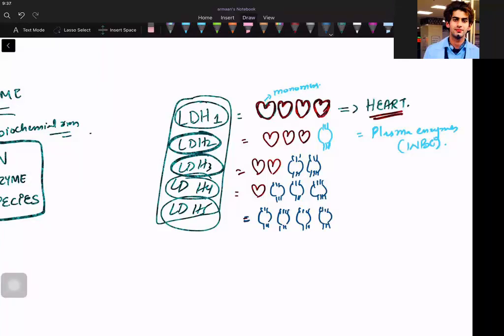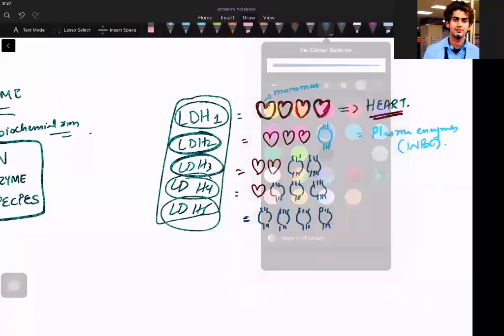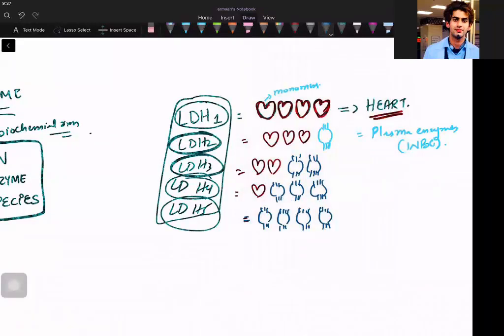So what is the location of LDH3? First, let us write the locations. The LDH1 was present in the heart. LDH2 is in the plasma, plasma enzyme, mostly especially in the WBCs. LDH3, we should write lungs first because lungs are the main, then pancreas, spleen. These are the places where you appreciate this LDH3. LDH4, I see both of them in muscle and liver. Are we able to understand?